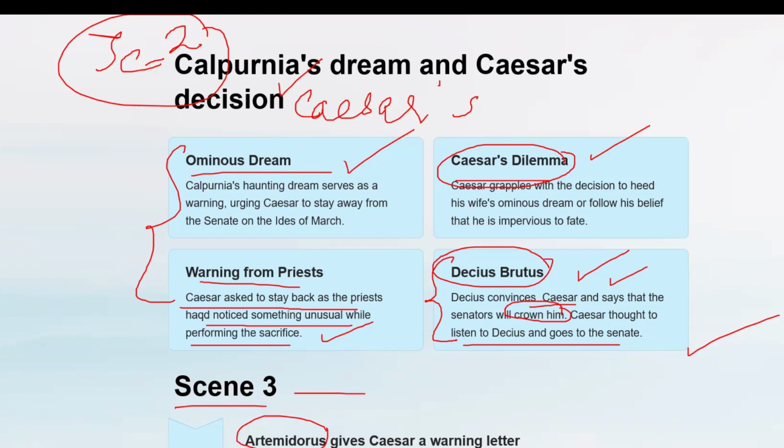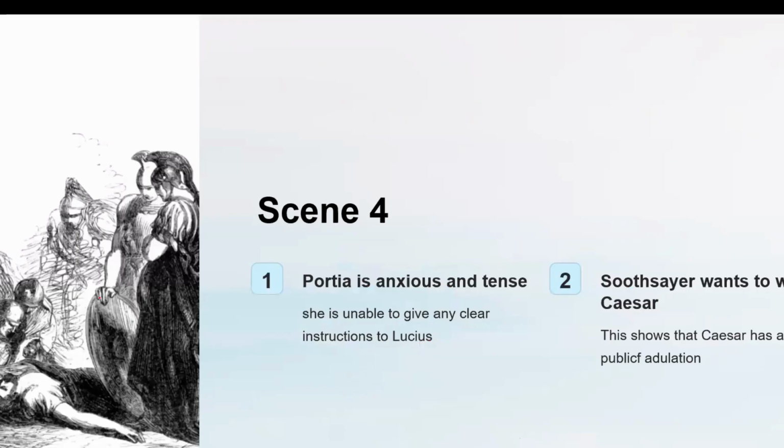So, therefore, this scene also gives us an idea that Caesar has many public admirers. People really admire and look up to him, and he has a great fan following. And obviously, Artemidorus is one of them. Now, finally, we come to scene 4. So, what happens in scene 4?